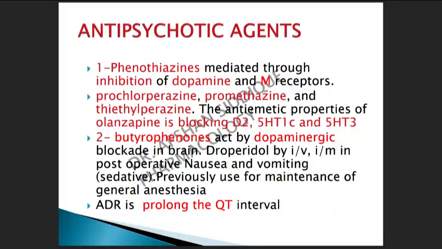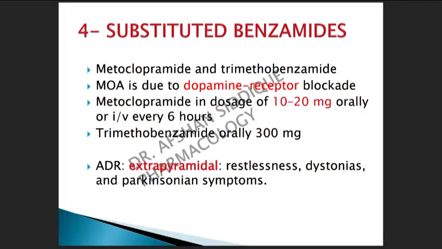The fourth class of medication is substituted benzamides, and in this class two agents are included, metoclopramide and trimethobenzamide. Most commonly used is metoclopramide. Its mechanism is to block dopamine receptor. Metoclopramide should be given 10 to 20 milligram orally or IV after every 6 hours.